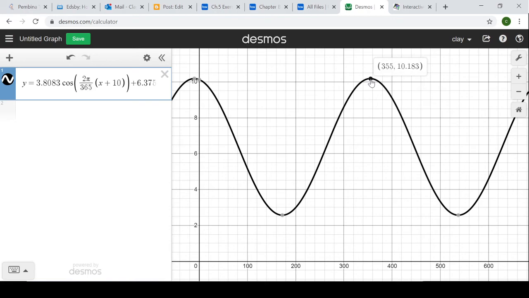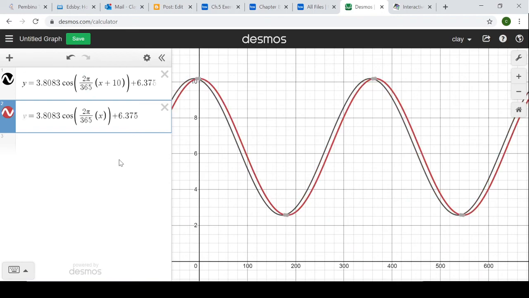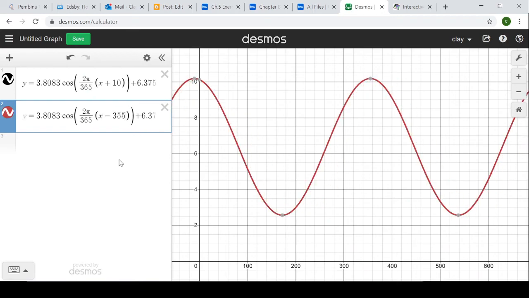So if you'd had this same equation, let me just copy it and paste it, but you'd plugged in, instead of plus 10, minus 355, it's black, it's red, it's black, it's red. It's the same graph. It wouldn't matter to me which one you picked.